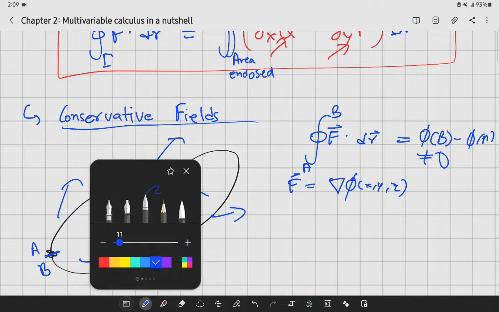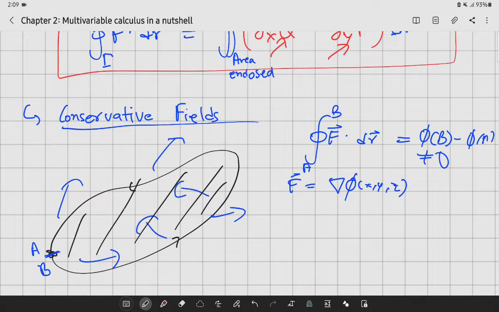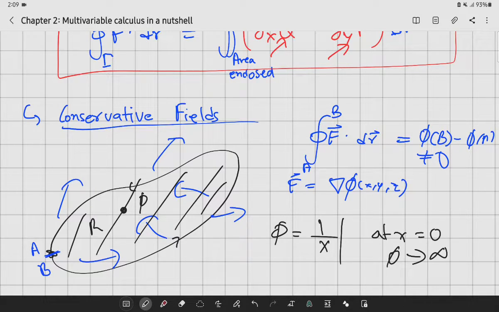And that condition is that the function phi must not have any singularities or discontinuities inside this region R. So phi doesn't blow up. Say I have a function phi equals 1 over x. You see that at x equals 0, phi blows up to infinity, right? So if I have a region that contains x equals 0, then I cannot use this theorem. I cannot say that the line integral gives me this.